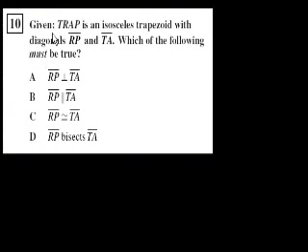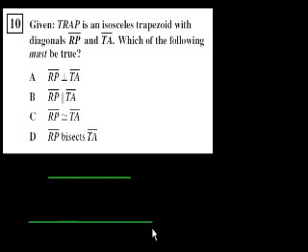Okay. Given trap, that already makes me worried. All right. Given TRAP is an isosceles trapezoid with diagonals RP and TA, which of the following must be true? An isosceles, okay, let's see what we can do here. An isosceles trapezoid means that the two sides that lead up from the base to the top side are equal, kind of like an isosceles triangle. So let me draw that. Actually, I'm kind of guessing that. I haven't seen the definition of an isosceles trapezoid in the recent past, but it sounds right, so I'll go with it. And that's a good skill in life. Oh, whoops.